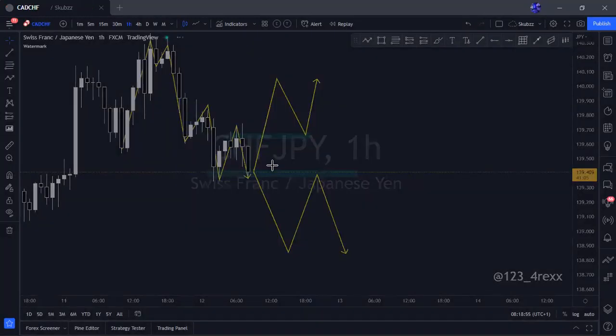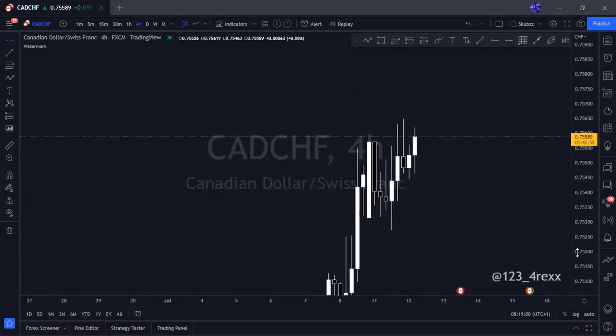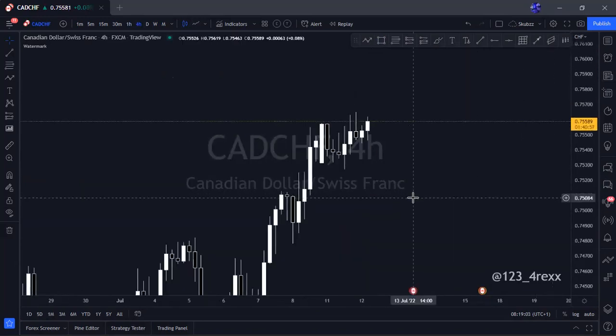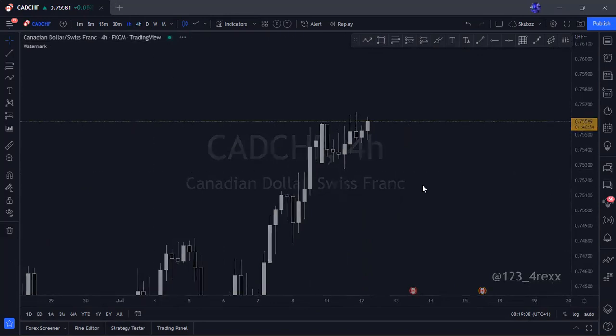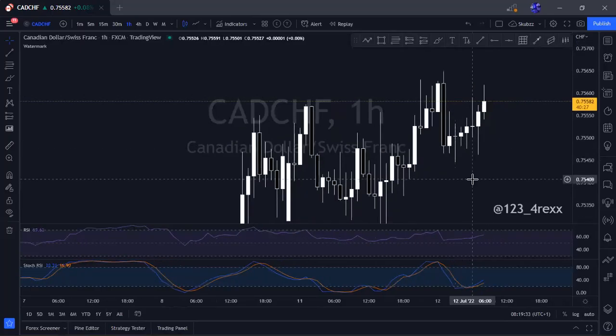CHF. Let me take a look at the 4H. I hate seeing wicks. It's bearish in a way. It's bearish. Let's see. Guys, my chart is misbehaving. Okay, let's see.